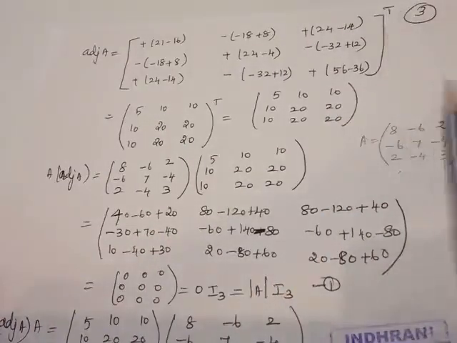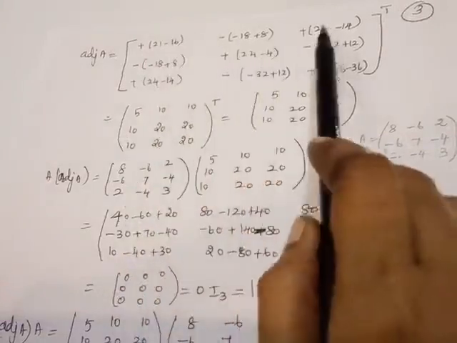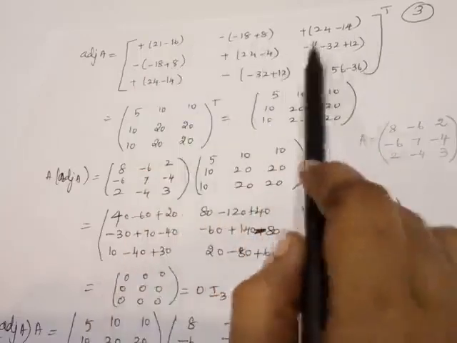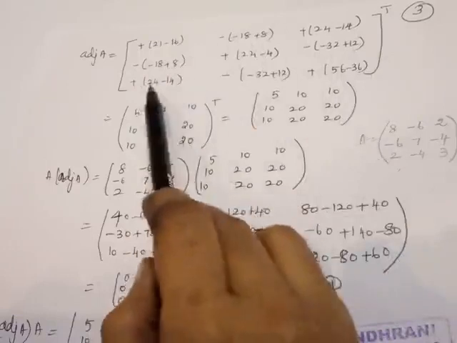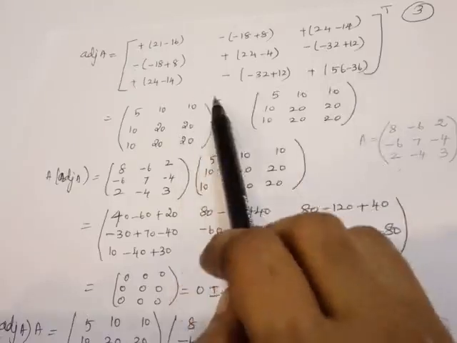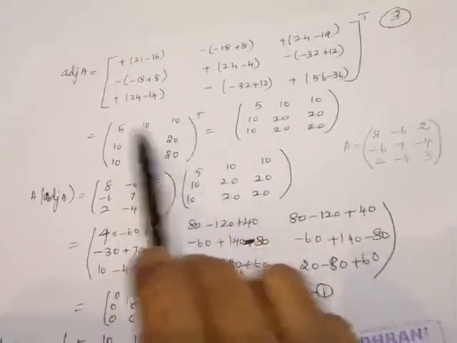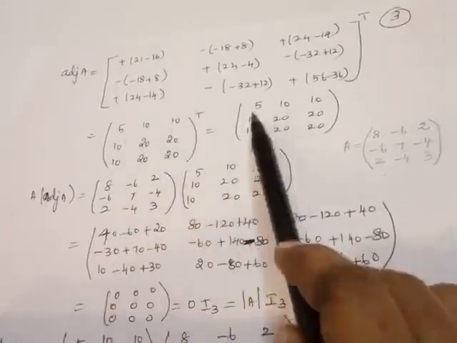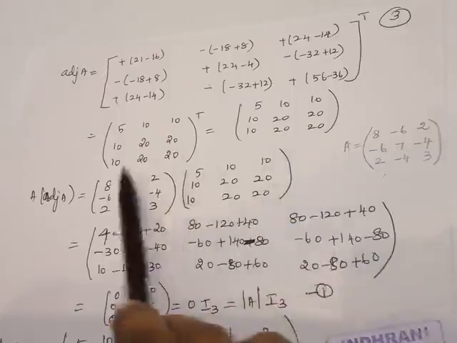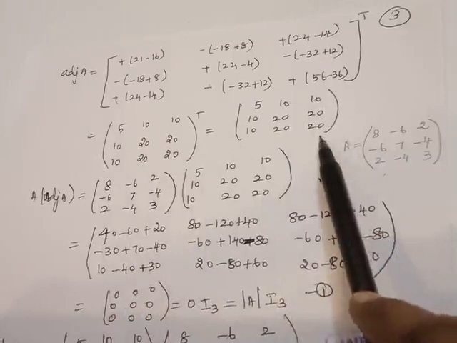Whole transpose. Now simplify. This is 5, this is 10, this is 10, this is 10, this is 20, this is 20, this is 10, this is 20, this is 20. Whole transpose. Transpose means we have to interchange rows and columns. So your first row, 5, 10, 10, becomes your first column. Second row 10, 20, 20 becomes your second column. Third row 10, 20, 20 becomes third column. This is adjoint A.